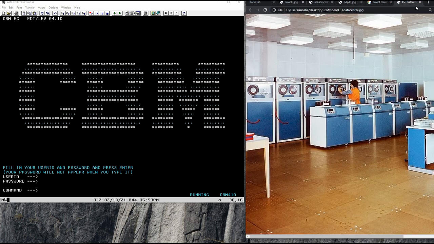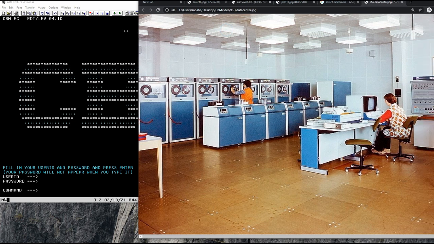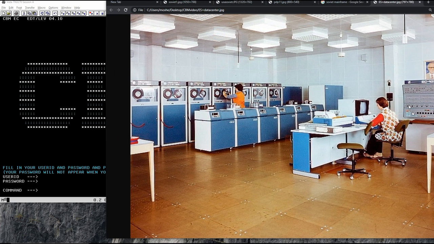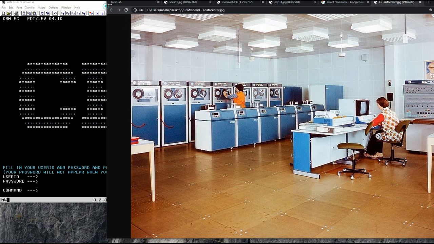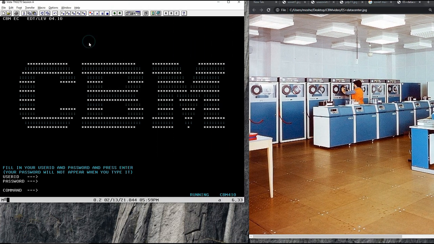Let's make it a little bit bigger so that it's easier to see. Yeah, so this would be running comfortably on one of those machines, probably a slightly later model than this one, but that's how we have to imagine this. First off, right off the bat, they did not have a main user.